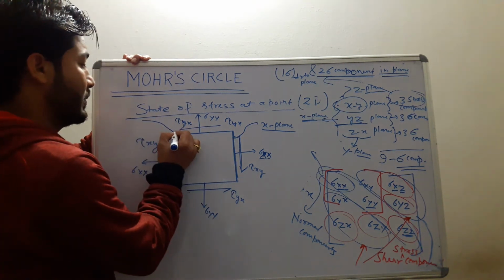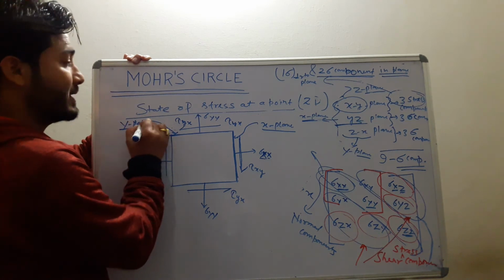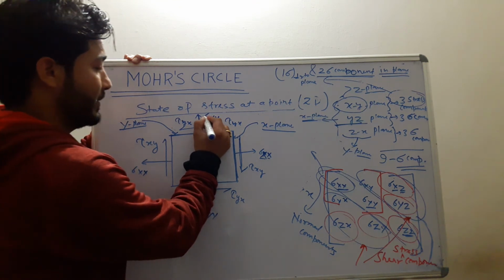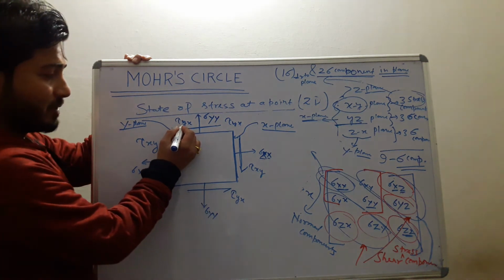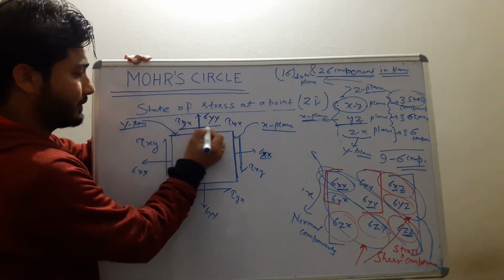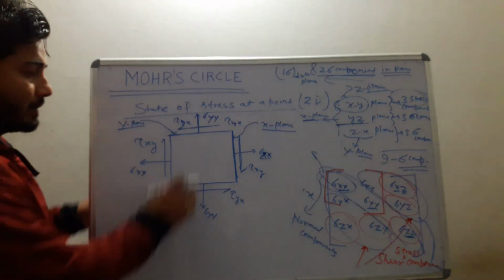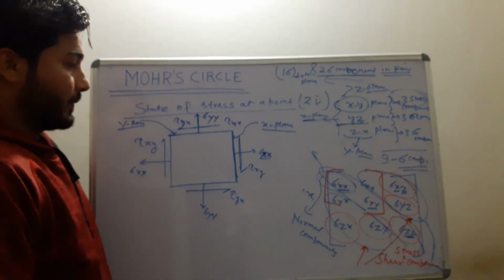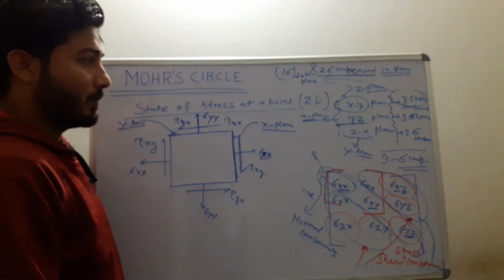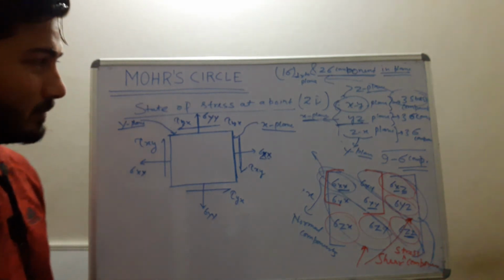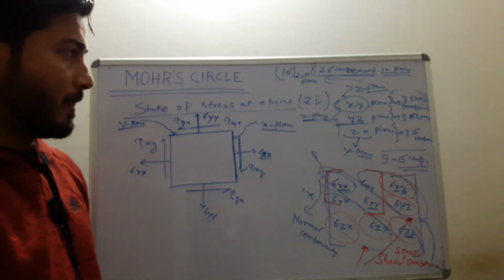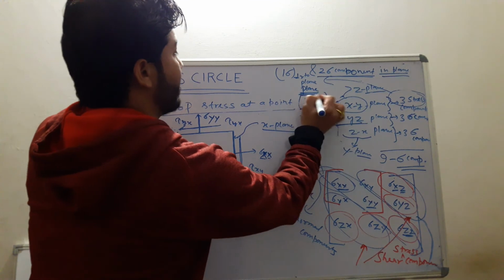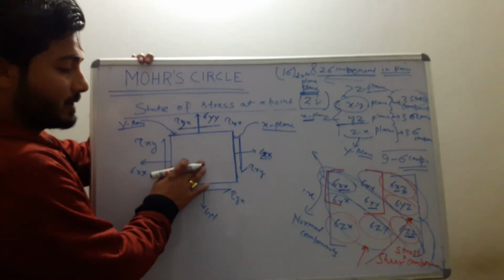This one is the y plane. How is the stress acting on the y plane? On the y plane in the y direction, that is the normal stress component. And this one is the shear stress component at the y plane, in the negative x direction. Similarly for the other two faces. Clear? So easily we can write the state of stress at a point in a two-dimensional plane. This is the plane stress condition.